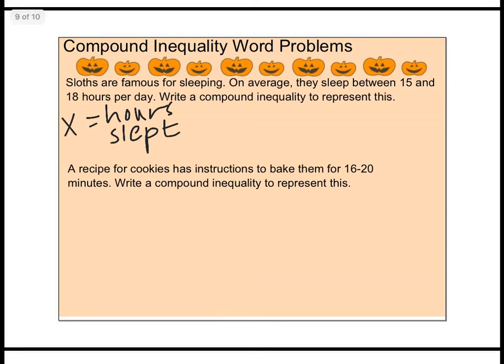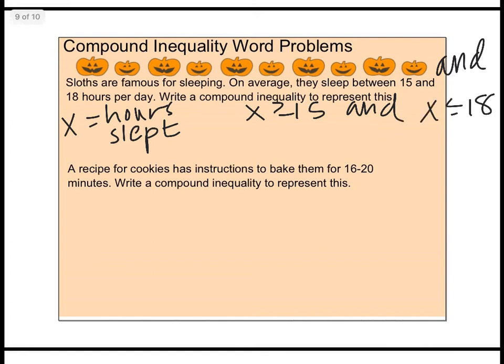If they're going to sleep between 15 and 18 hours per day, that means it could be 15, 16, 17, 18, or any decimals in there. So this one should be an and compound inequality. They have to sleep between 15, so x is greater than or equal to 15, and less than or equal to 18, since it's between 15 and 18. X is less than or equal to 18.